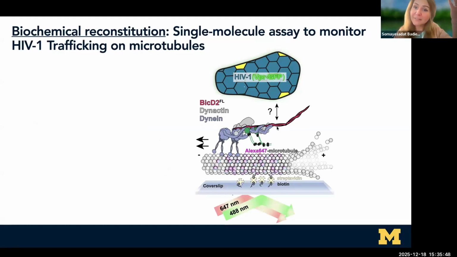BICD2 is activated by another cargo, and dynein binds to that BICD2. It is already activated by another cargo, and that is the spot, the moment that HIV-1 takes advantage and binds directly to dynein and moves with that.